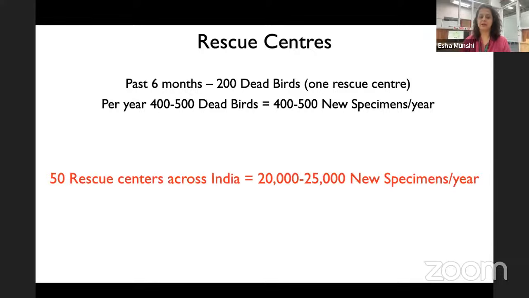If we connect to 50 rescue centers across India, we can create 20,000 to 25,000 new specimens per year for Indian science from what is already being treated as waste. The birds which cannot survive are either buried or burned, thrown away. But if we can get data out of this, then this is the amount of new specimens we can create per year for science.